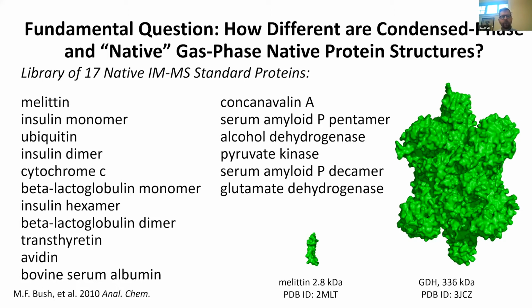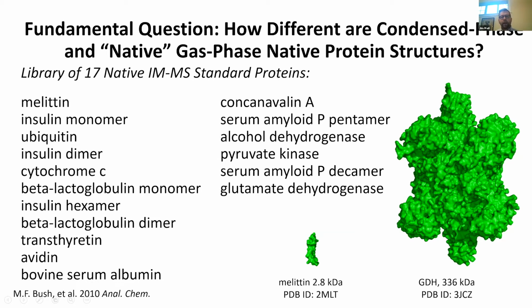To answer this question, we used MD simulations to understand what happens to a library of 17 different proteins and protein complexes that I've listed here, which are used as standards in native ion mobility mass spec. These span a very large range of sizes, from about 2.8 kilodaltons for melatonin up to 336 kilodaltons for the glutamate dehydrogenase hexamer that I've pictured here.